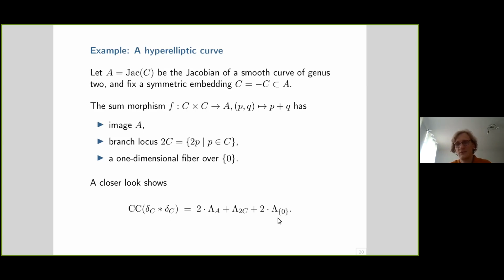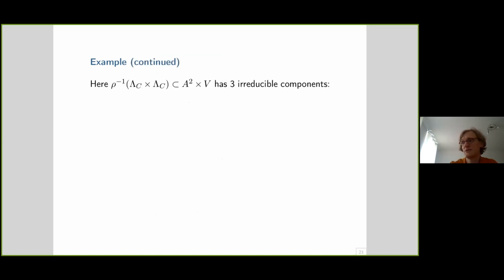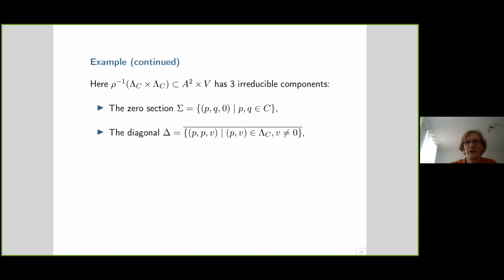Here it's very easy to do this directly, but I want to show how to read this off from the definition I've given you before for the convolution of cycles. So first you need to compute the pullback of lambda C times lambda C under the codifferential. And this has three components. The zero section you always have in there. Then you have the diagonal component, all points P, P, V, where V is a cotangent vector and P is a point on the curve. And you also have the anti-diagonal. Those are the points P, minus P, V.